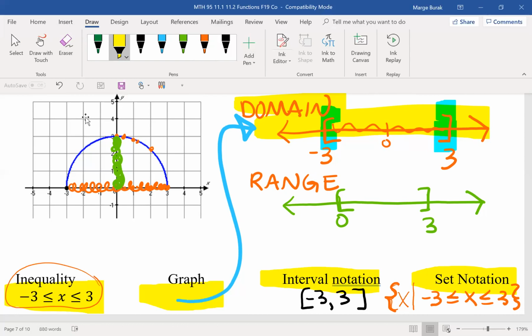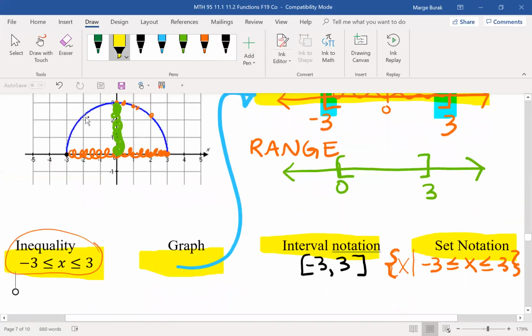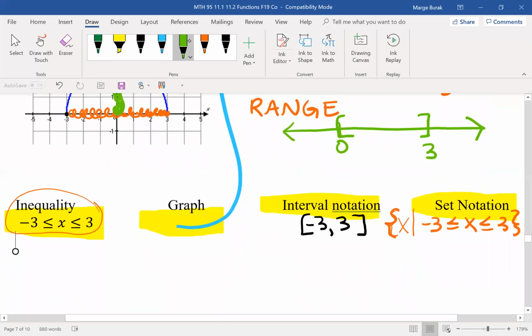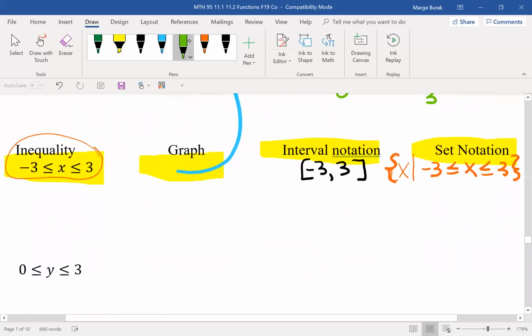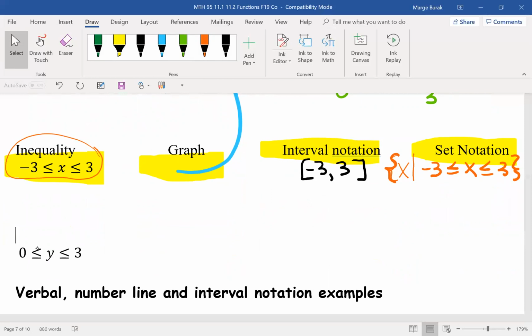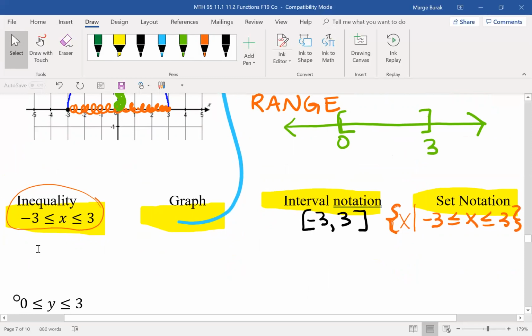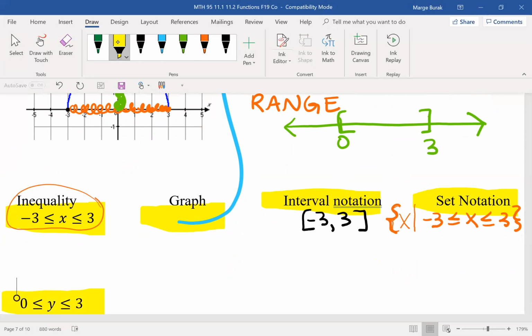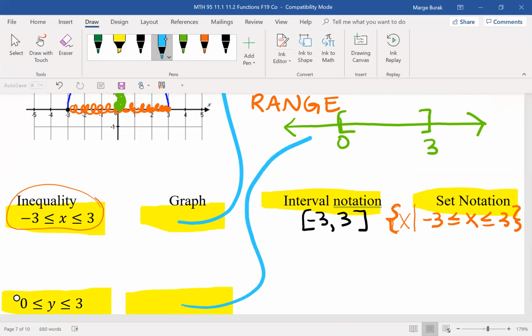Okay, now let's talk about the range, which is from 0 to 3. So the range, the inequality looks like this. Okay, so the range is from 0 to 3, and the graph looks like this right there.